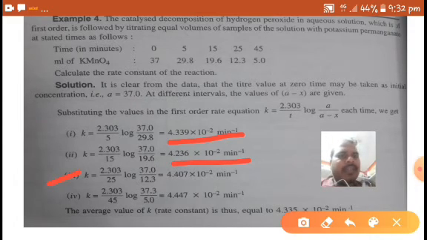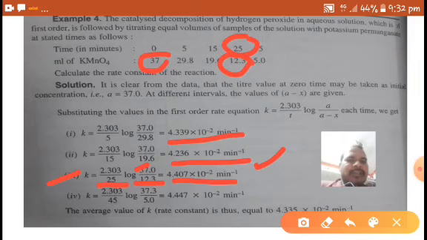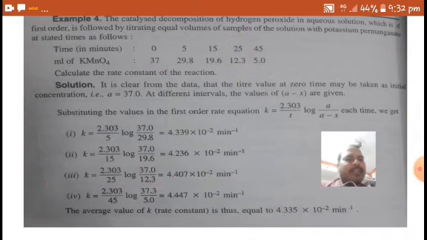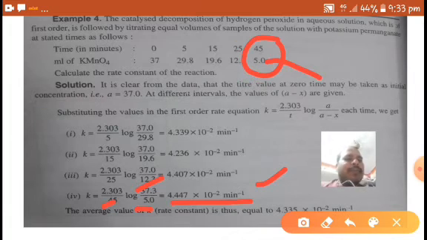Third one at time 25 minutes. So at time I am substituting 25. Initial concentration is 37, and A minus X is equal to 12.3. By substituting that one and simplifying that equation, we are getting 4.407 into 10 to the power of minus 2 minute inverse. Then at 45 minutes, the initial concentration is 37.3, and A minus X is equal to 5.0. So I am getting 4.447 into 10 to the power of minus 2 minute inverse.